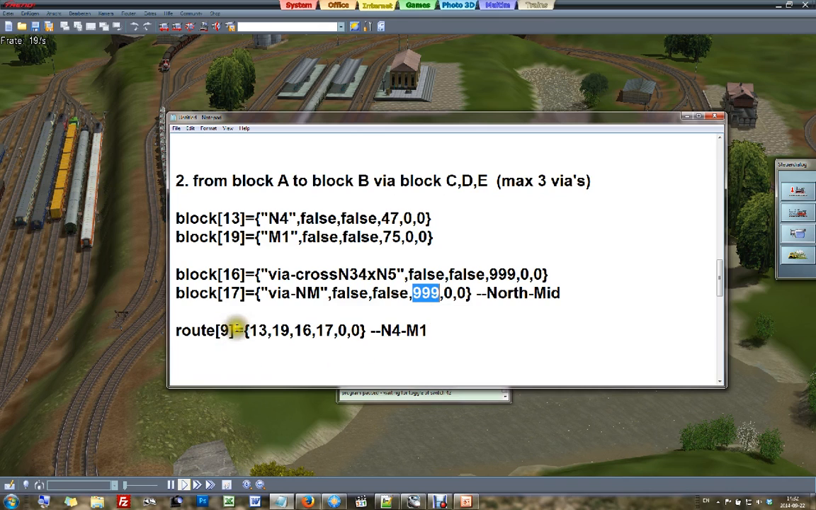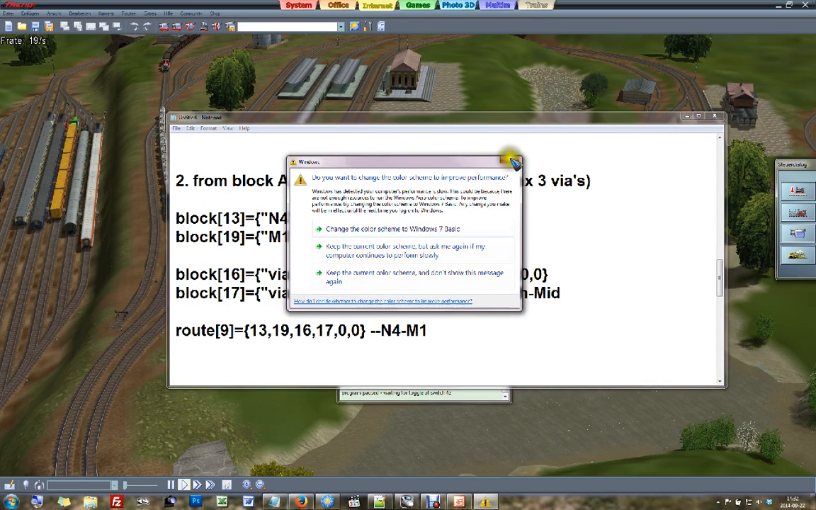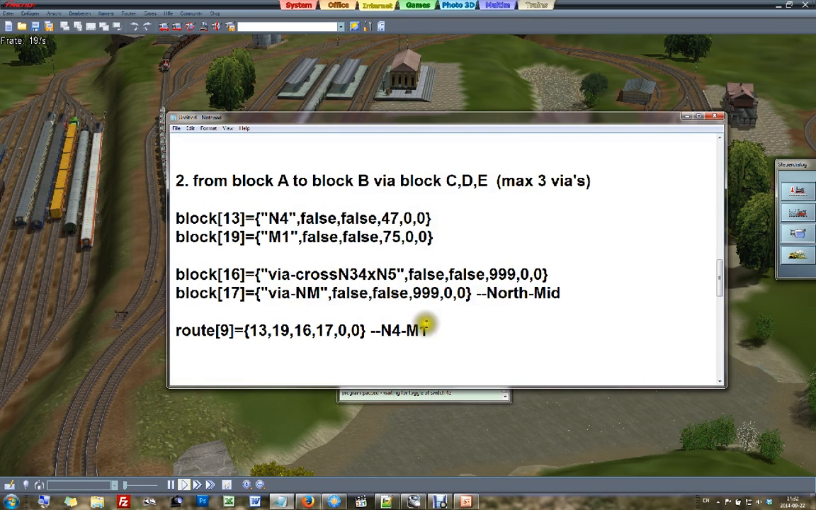And then I have my route over here. I want to go from block 13, yes, that was this block. I want to go to block 19, that was that one, station mid 1. And then I want to go via block 16, 17 and 0. I have only 2 via blocks, and the third one is then 0. And then there's another 0 that is for other purposes. So these are the blocks I need to do this, and there are 4 blocks involved and only 1 route. It looks maybe complicated, but it is not. It is actually all quite straightforward.